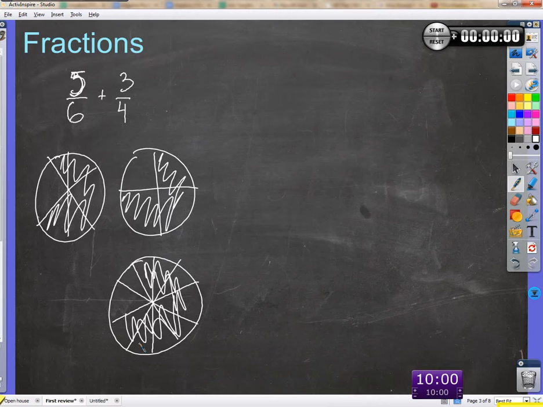Don't worry about those numbers there. What would you do with these? How would you make them the same? Well, these pieces are this big. These pieces are this big.